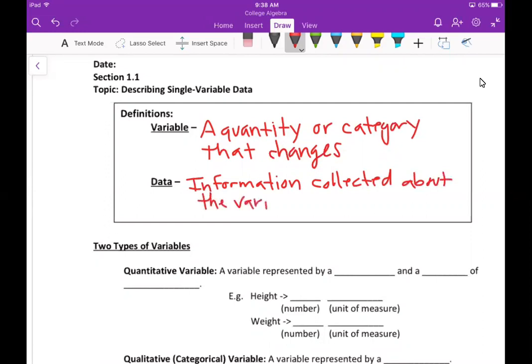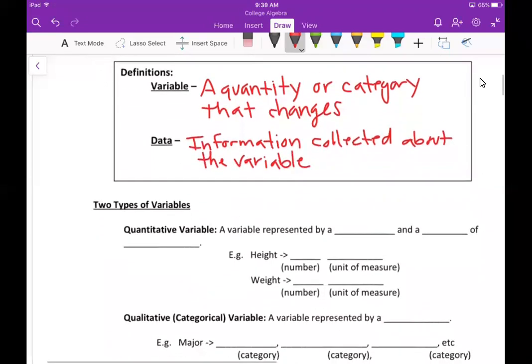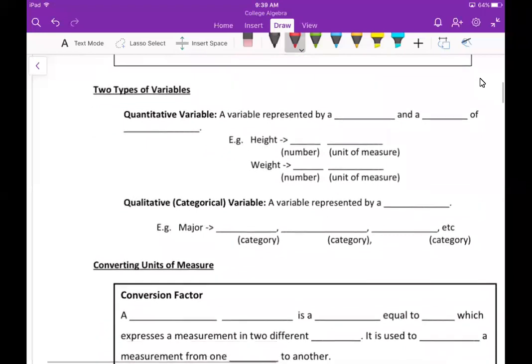The very first thing that happens with collecting this data about variables is that there are really two types of variables we want to focus in on, two different categories of variables rather, because once we can place variables into one of these categories, we tend to handle them differently.